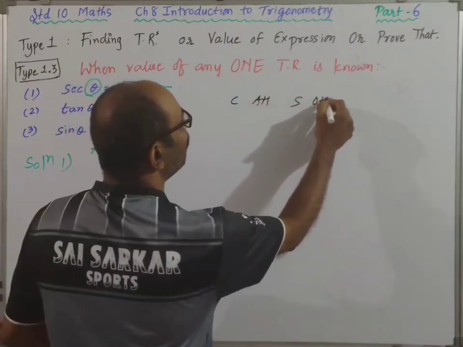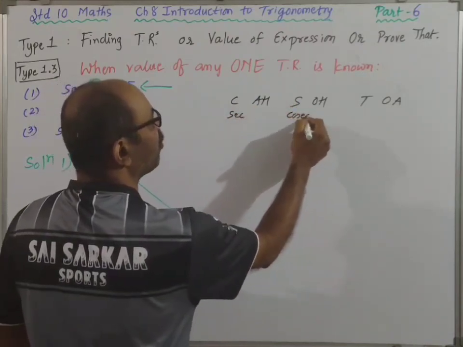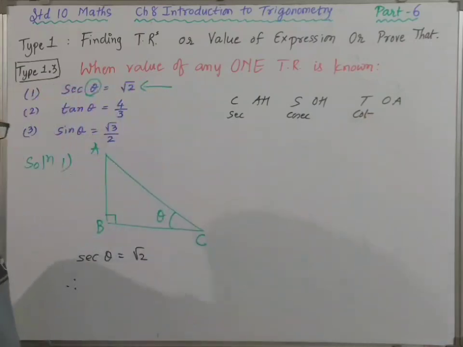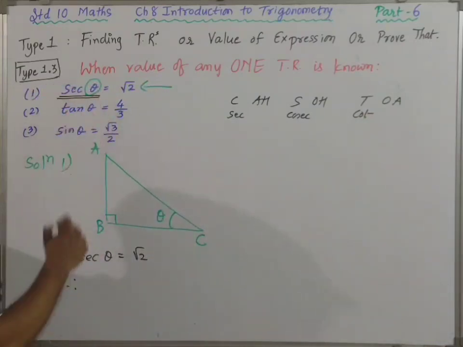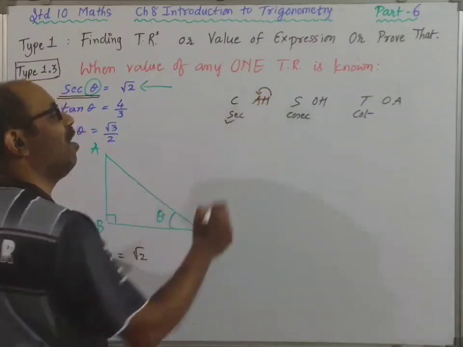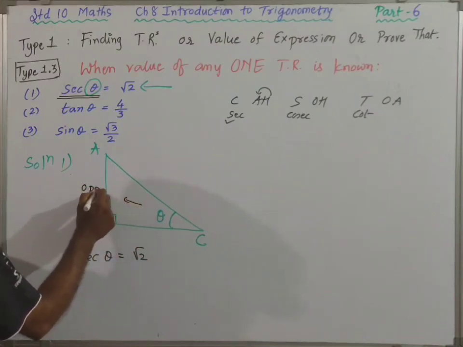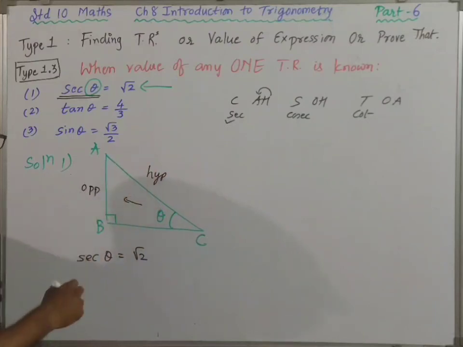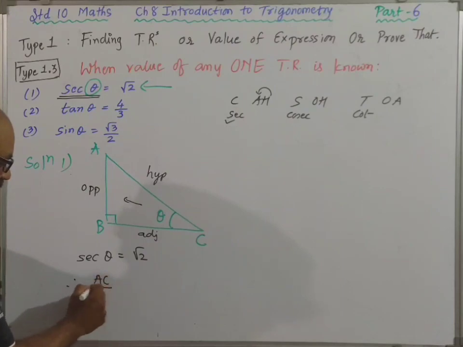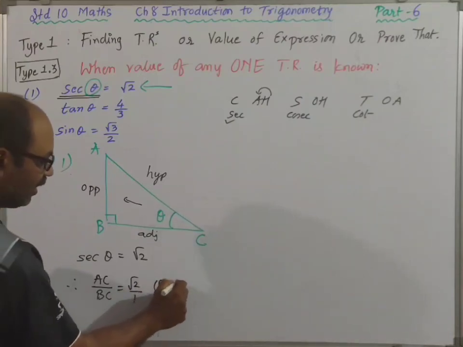This is cos, its reciprocal is sec; sine, its reciprocal is cosec; tan, its reciprocal is cot. The value of the trigonometric ratio given to you is sec theta. So choose the sec. By definition, what is sec theta? Hypotenuse upon adjacent. With respect to theta, this side is opposite. Hypotenuse, as always, is the side opposite to the right angle. And the remaining side is adjacent. Okay? So what is sec? Hypotenuse upon adjacent. Hypotenuse is AC and adjacent is BC, equal to root 2 upon 1 by definition.